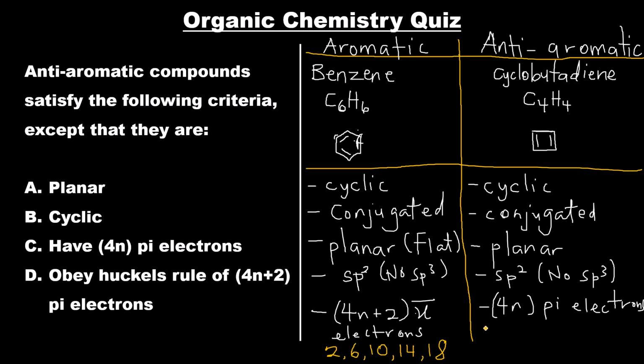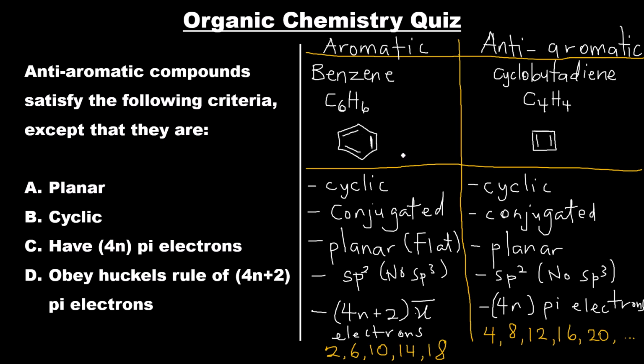So if n is 1, that means 4 electrons. N is 2, 8. Then move to how many? 12. Move to 16. Move to 20. In that order. Good. It continues. So if the number of pi electrons are 4, 8, 12, 16, 20, then that means the molecule in question is what? Anti-aromatic. As long as it is cyclic and conjugated and planar and follows this rule, meaning it is anti-aromatic.